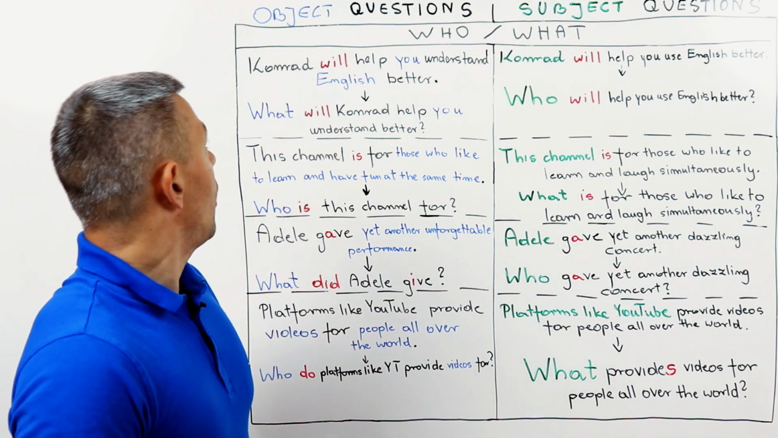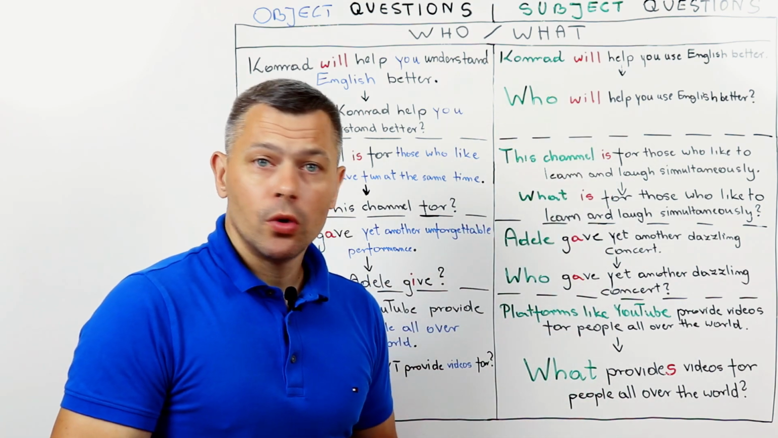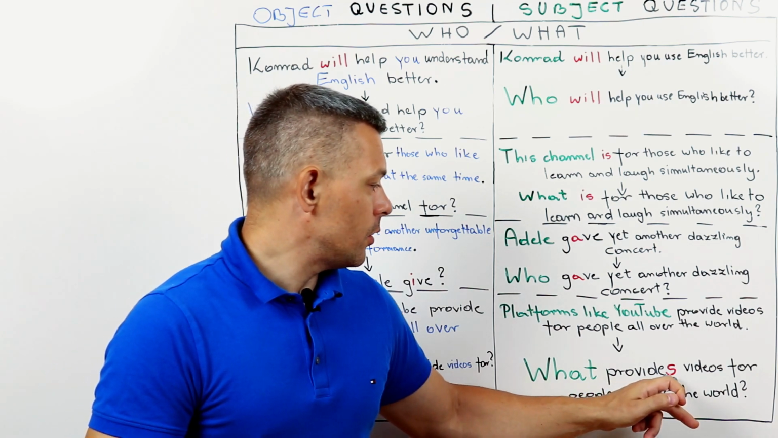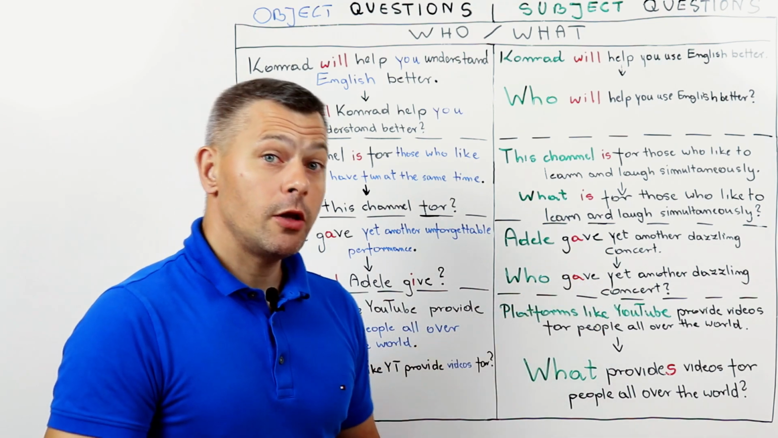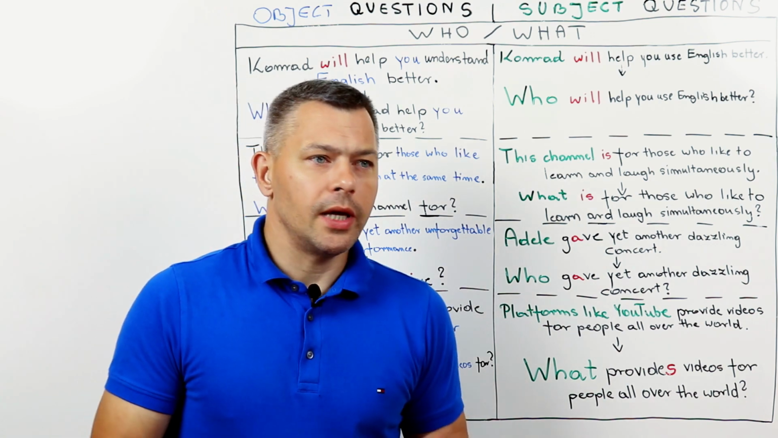Right, so let's briefly go over this part of the table once again. Unlike in object questions, no inversion, no auxiliary did, do or does. In present simple subject questions, the verb has to be in third person singular, while in past simple subject questions, the verb has to be in its past form.